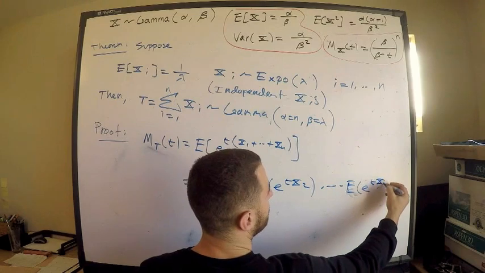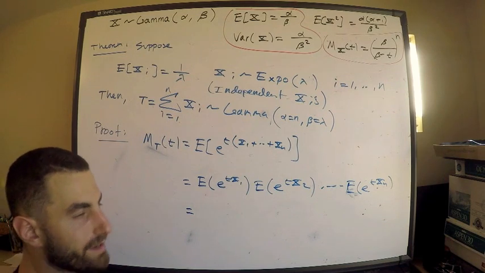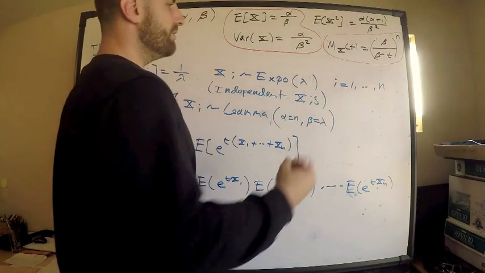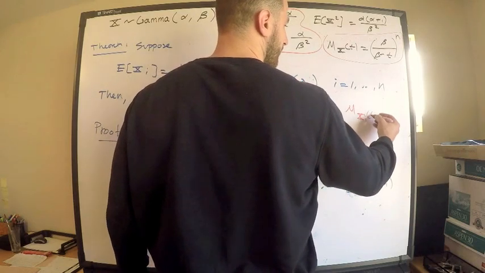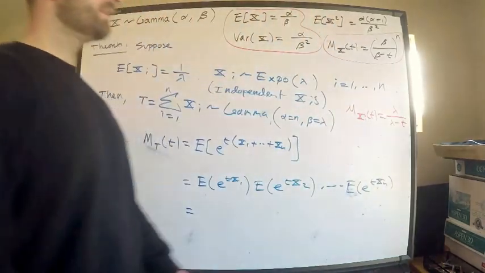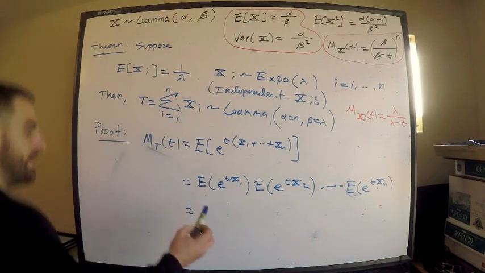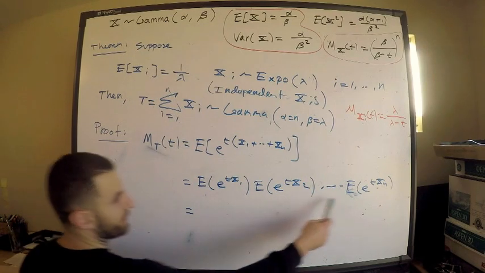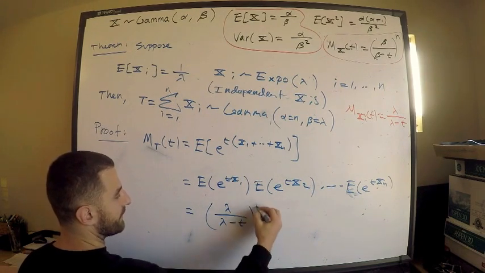Now there's one piece I didn't write down before: what is the MGF for the exponential distribution? You should know this. I don't want to go through it, but the MGF for the exponential distribution is lambda over lambda minus t. You should say, yes, we're absolutely done. They all have the same parameter lambda, so this is exactly lambda over lambda minus t to the n. And we're done.